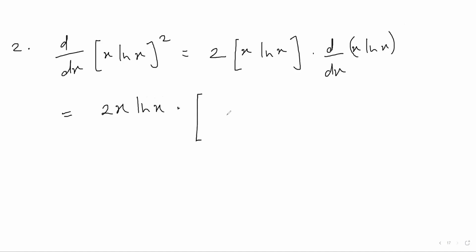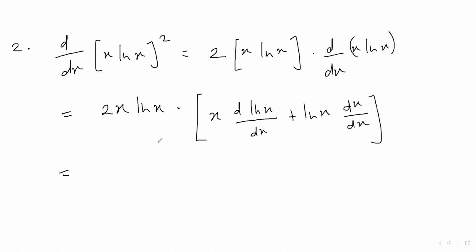So in this situation here, we are going to apply the product rule. Let's go and apply it then. x multiplied by the derivative of ln x with respect to x plus ln x multiplied by the derivative of x with respect to x. Okay, and let's go ahead and see. So now we've got 2x multiplied by ln x multiplied by all of this.